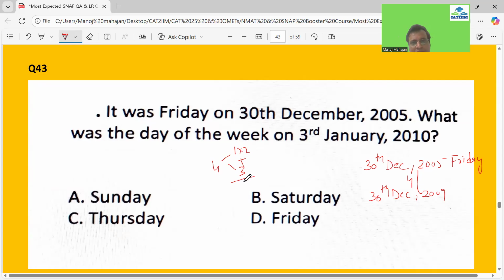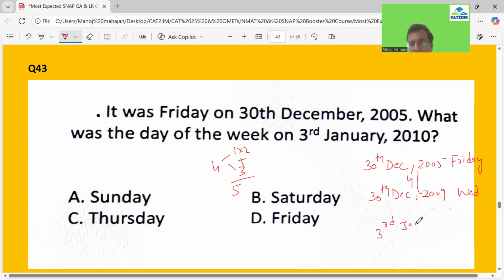Again, what we have is 5 extra days. So either you do +5 or -2, it would be the same. So 2 less, if I do that, is Wednesday, right? Don't mark Wednesday, it is not in the options, it should have been. So now where do we have to go? To 3rd Jan, right?